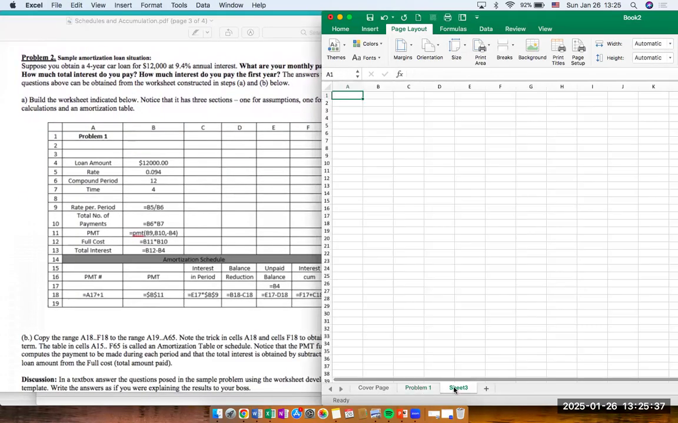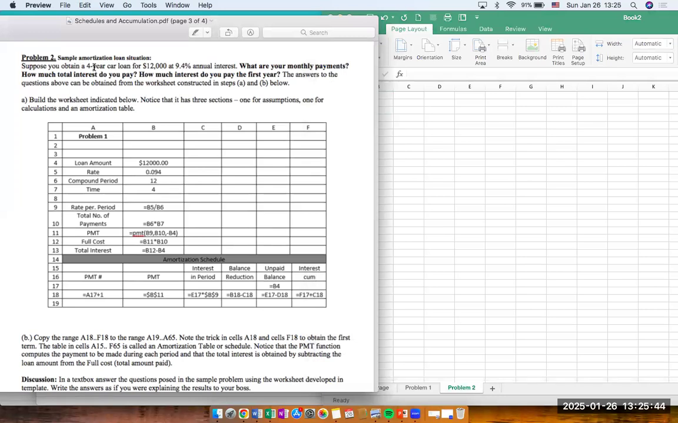So problem 2. Suppose you obtain a 4-year car loan for $12,000 at 9.4% annual interest. What are your monthly payments? How much total interest do you have? And how much interest do you pay for the first year? The answer to the questions will be from the worksheet constructed in A to B.